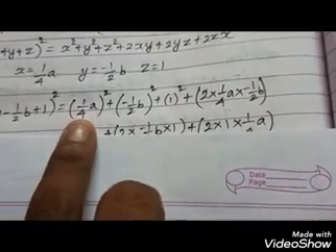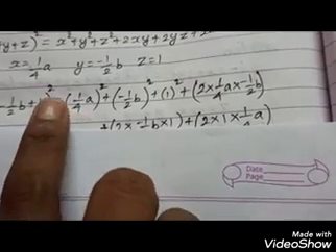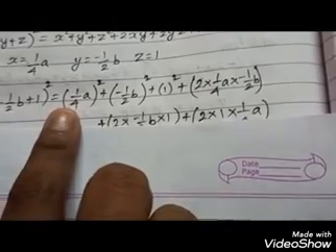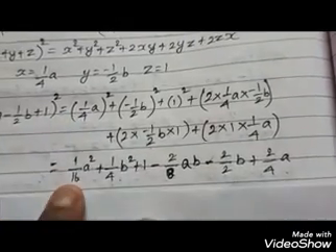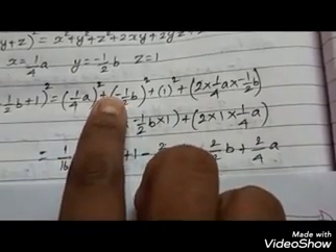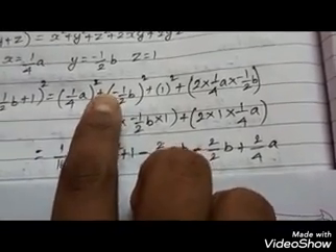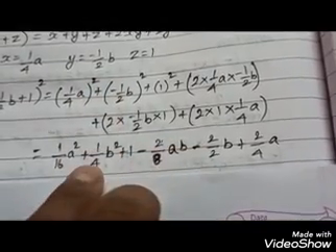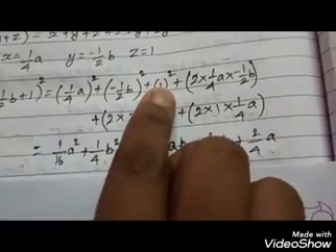Here, in a fraction, you need to square both numerator and denominator. So 1/4 becomes 1/16 and a becomes a square. Minus into minus, as I already told, becomes plus. So 1 square is 1, 2 square is 4, 1/4 b square. If you square 1, you get 1 only.